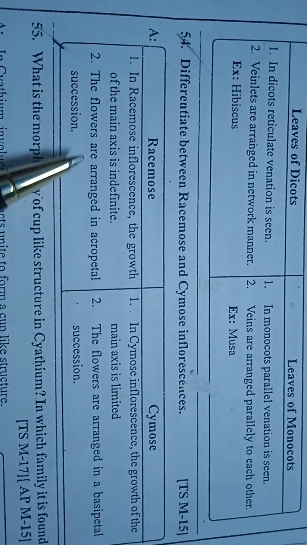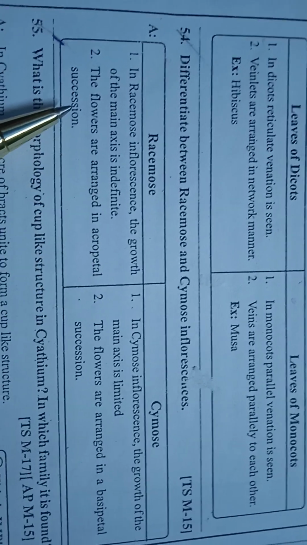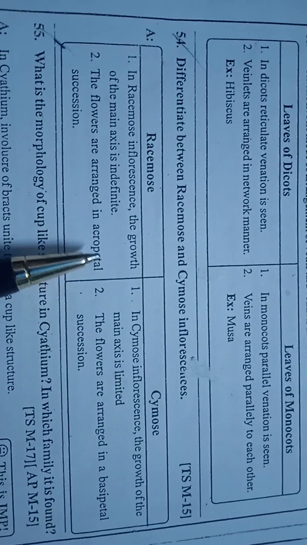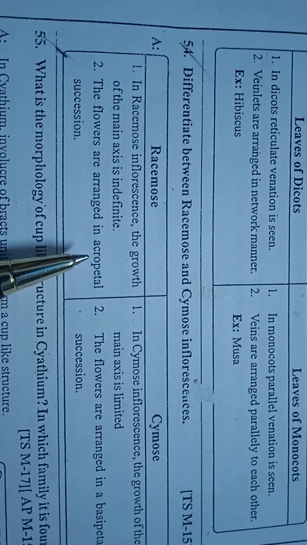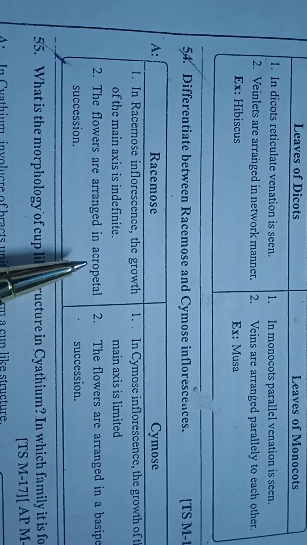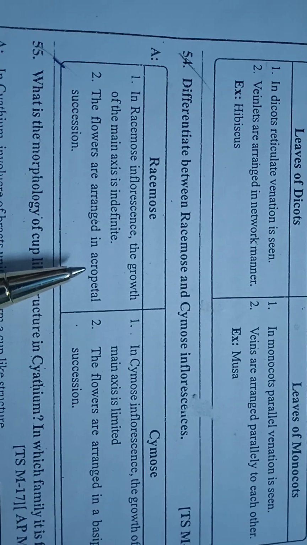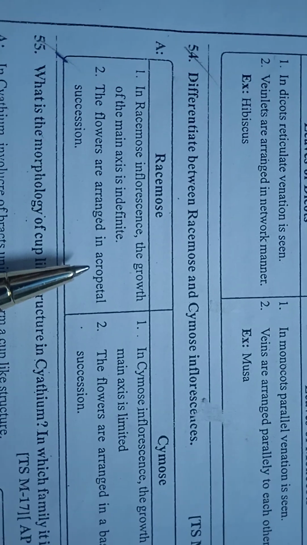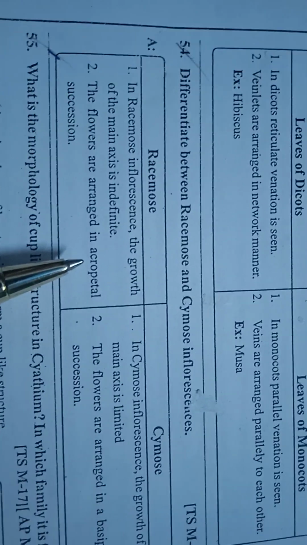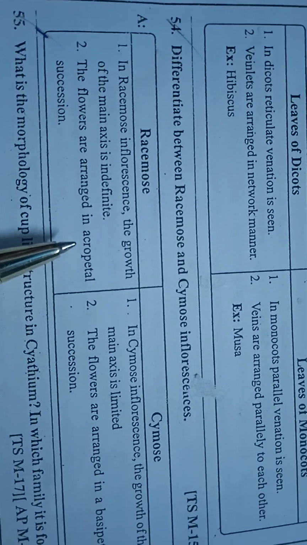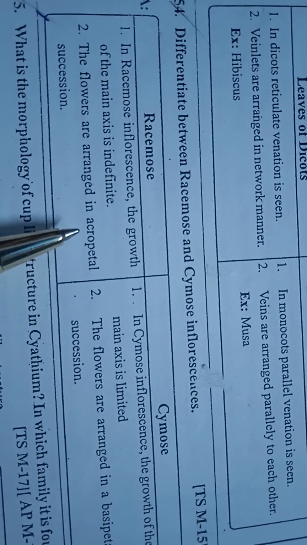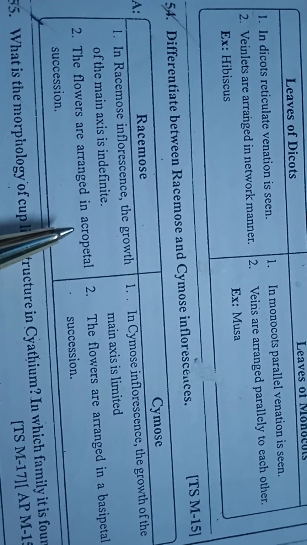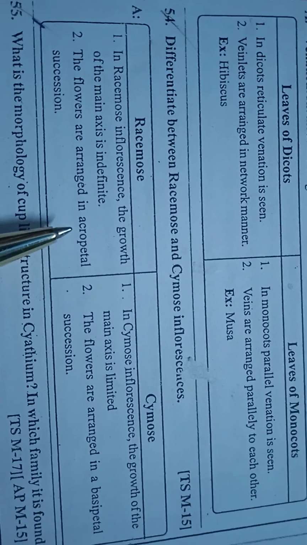The flowers are arranged in acropetal succession. Acropetal succession means a type of inflorescence in which younger flowers are present at the tip, at the top, while older ones are located at the base. You got it. This is called acropetal succession.